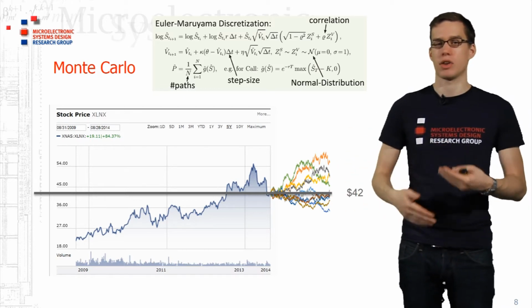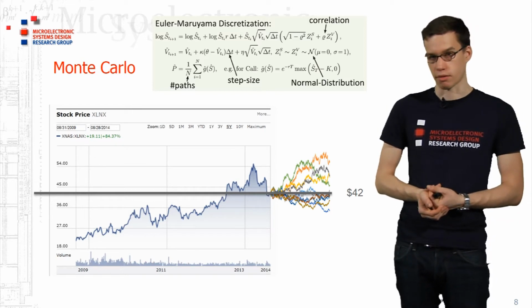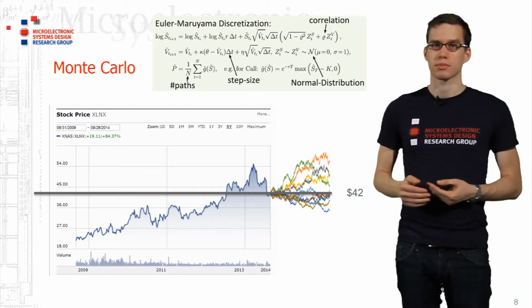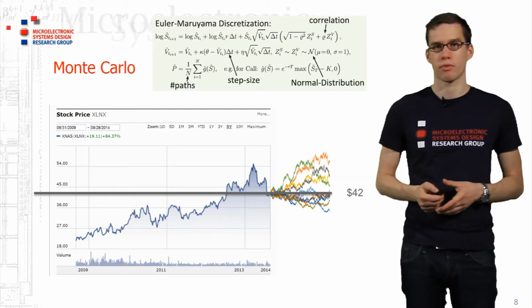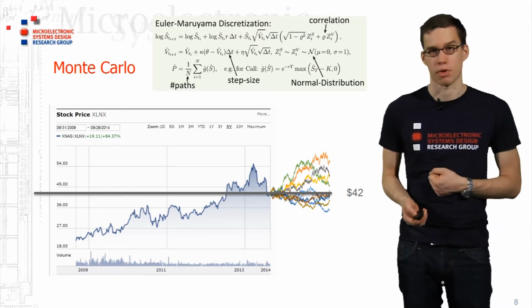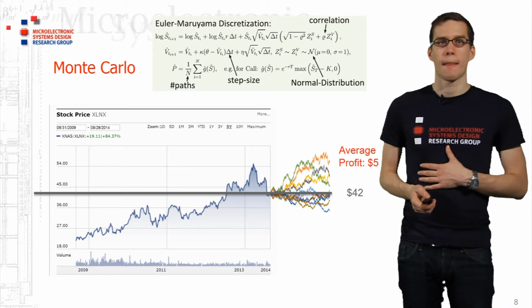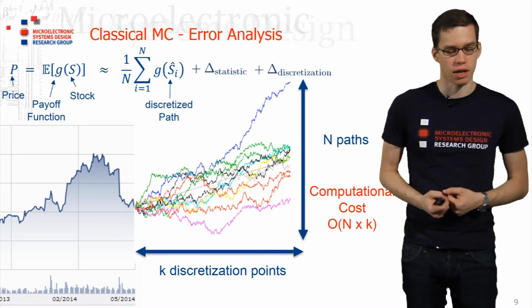And if you do that often enough, you can make claims about the average. And here you see some of these paths, and for us, the average profit is $5 if you evaluate this model. So what are the challenges in the Monte Carlo method?